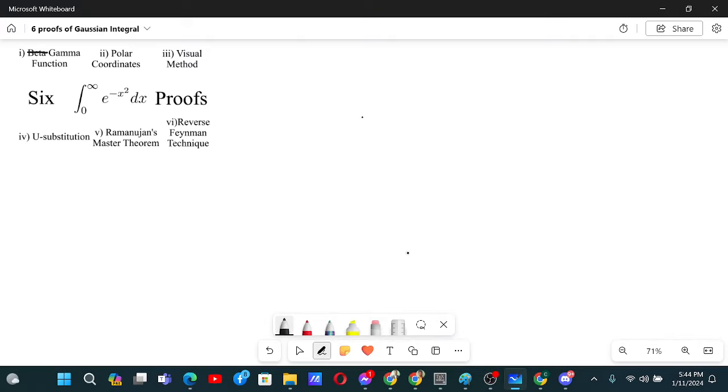6 proofs of Gaussian integral. In this video, we are going to use 6 of these methods to prove the Gaussian integral. Let's start with the gamma function.